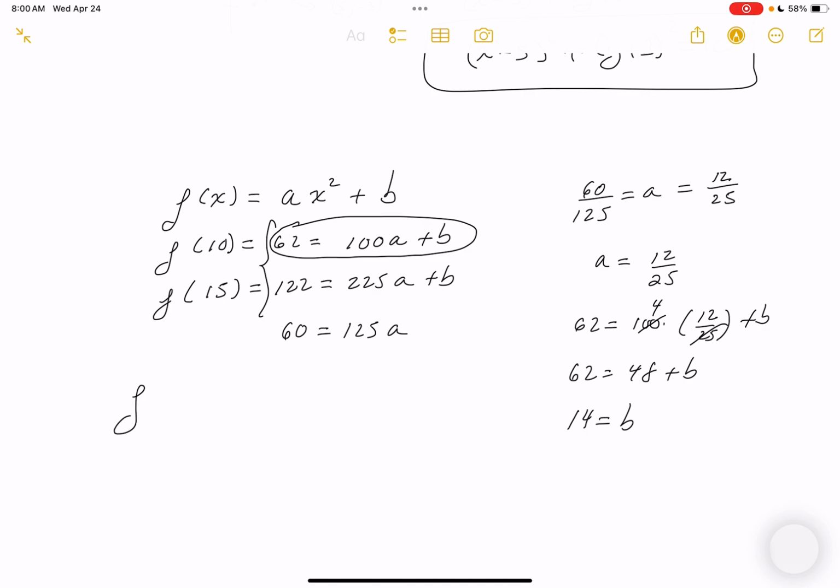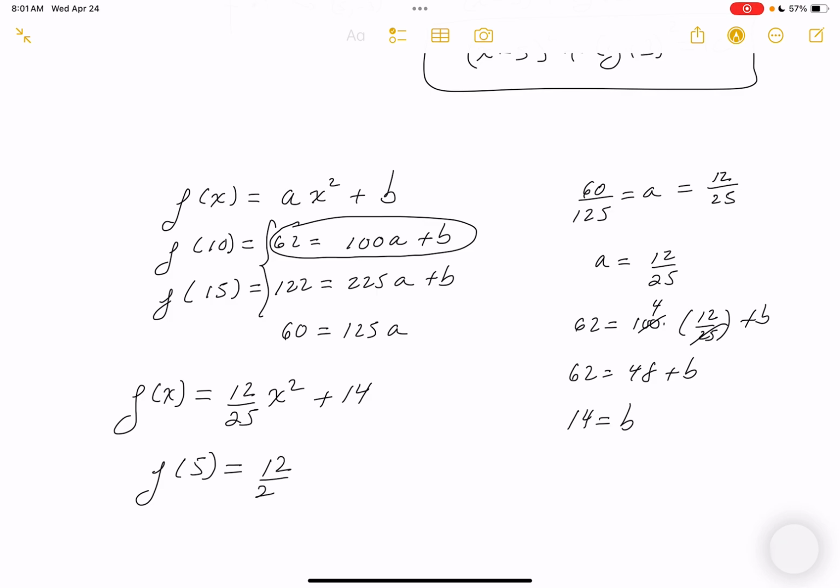So now I know my function. f of x is equal to, well, the a is 12 over 25, x squared, and the b turned out to be 14. All right? Now, was that their question? That is not their question. Their question is, what's f of 5?